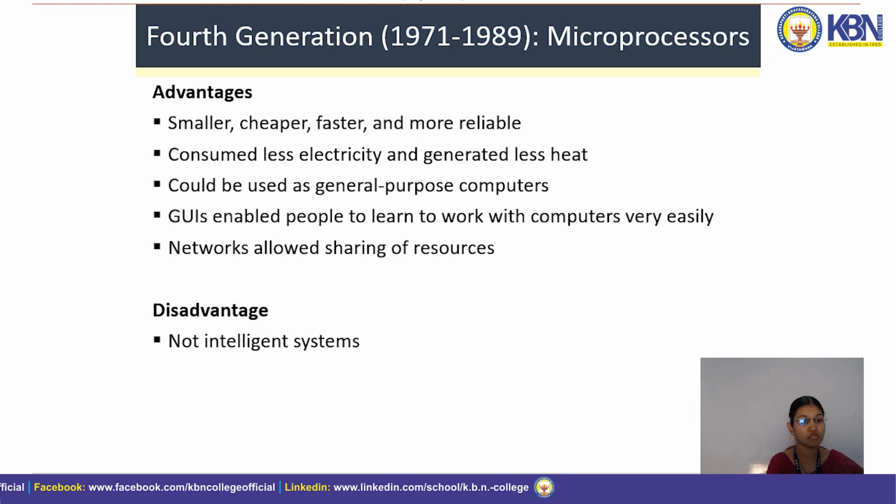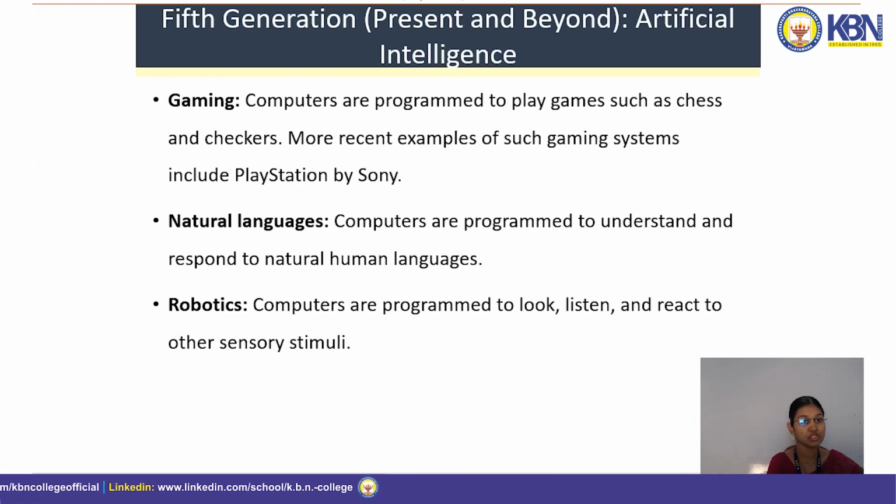Now coming to disadvantages, it is not an intelligent system. Next one, fifth generation: now, present and beyond. We are presently using the fifth generation, that is artificial intelligence.